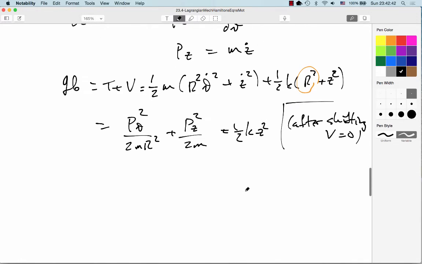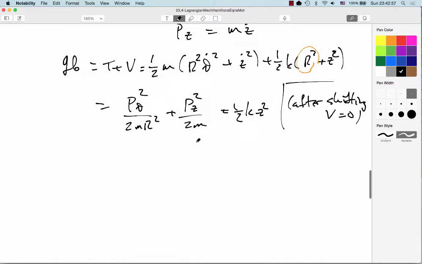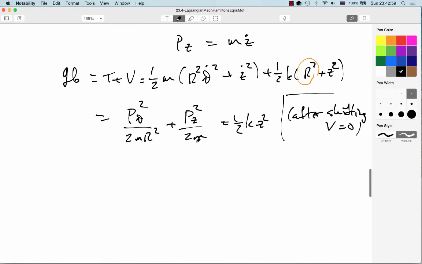So I can look at this and say this is the angular momentum squared over 2 times the moment of inertia, and this is p squared, the linear momentum squared over 2 times the mass, which is the way that we often write the kinetic energy of something. All right, so now let's go ahead and do Hamilton's equations on this.